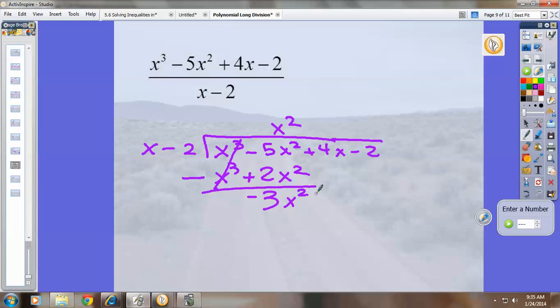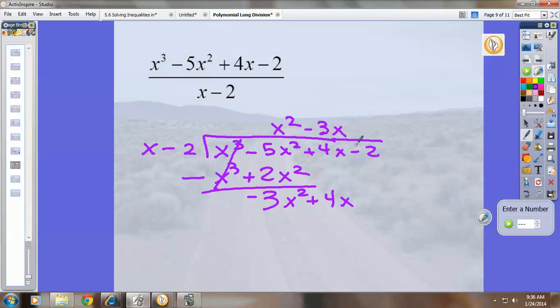What did we do next? Think about your long division. What did we do next after we subtracted? Brought down the next term, or the next digit. Now multiply. x times what is going to give me negative 3x squared? Or divide negative 3x squared by x. Negative 3x. So put that above your like term. Negative 3x. Now multiply. Negative 3x times x minus 2.